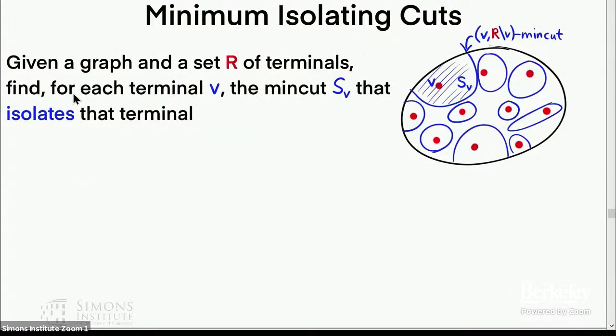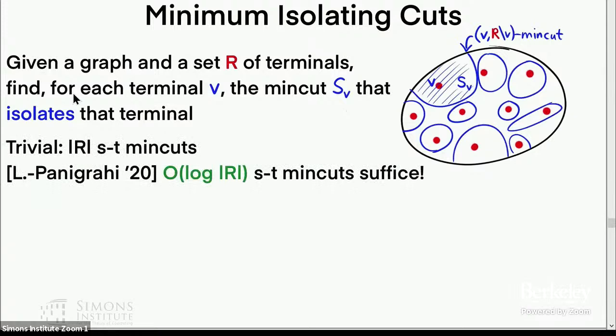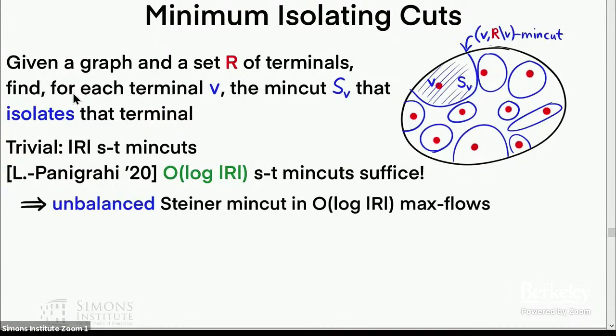So first, let's go over the unbalanced case. Here, the problem we want to consider is the minimum isolating cut problem, which is: given the graph and the terminals, find for each terminal the min cut that separates that terminal. Essentially, we know the cut is unbalanced. We don't know which terminal is on the unbalanced side, so we just try them all. This is essentially the problem. Trivially, it will take R min cuts, the size of R, to solve. But we show a very simple algorithm that uses log R min cuts. And this algorithm is actually very simple. If I had 5 more minutes, I would have shown it and proved it. It's like 2 pages long in the paper. And it implies unbalanced Steiner min cut.